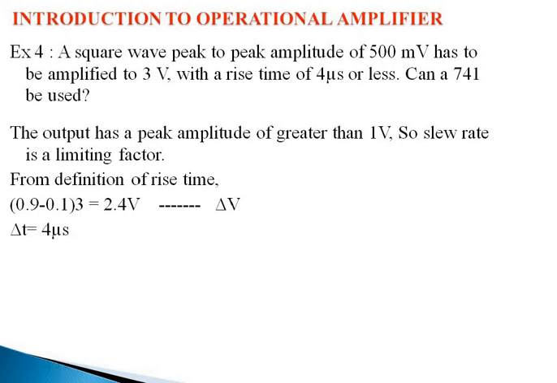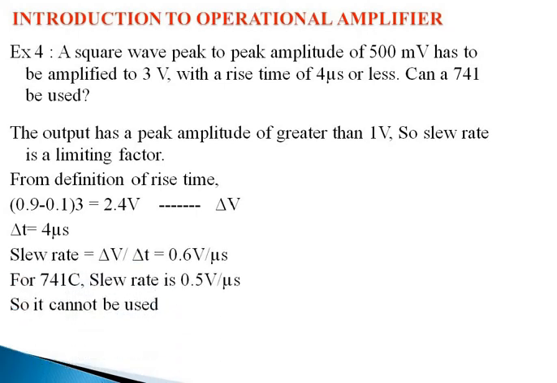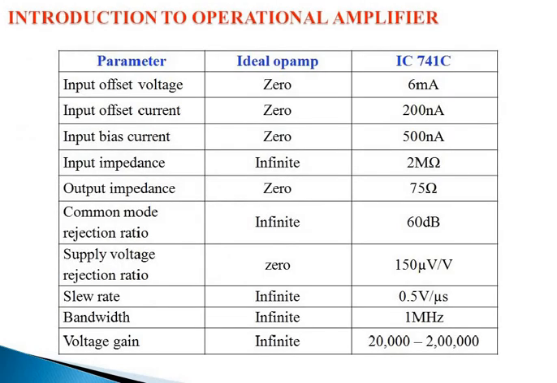That is the change in voltage. With a rise time of 5 microseconds, the change in voltage is 2.4. Then the rise time is 4 microseconds. Then slew rate is given by delta V by delta T. From that you will get the slew rate. For 741, slew rate is 0.5 volt per microsecond. So here the slew rate is greater than that of 741C, so it cannot be used.